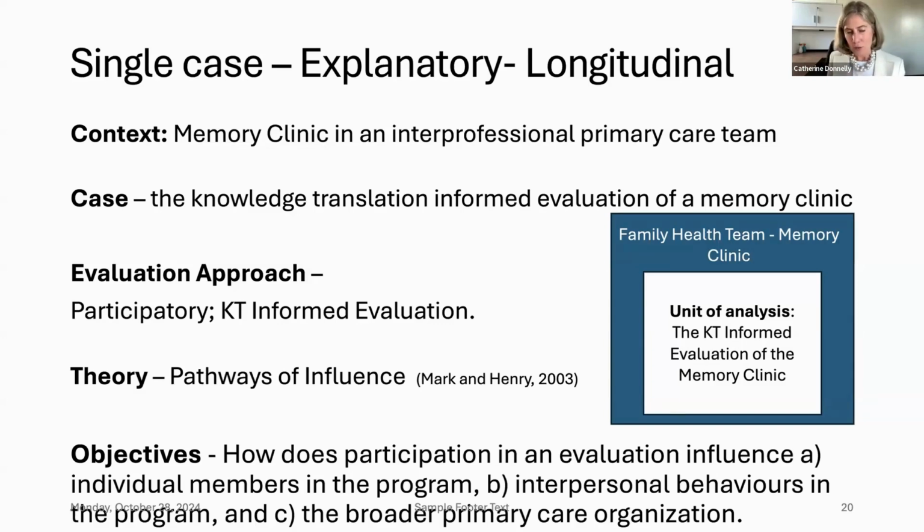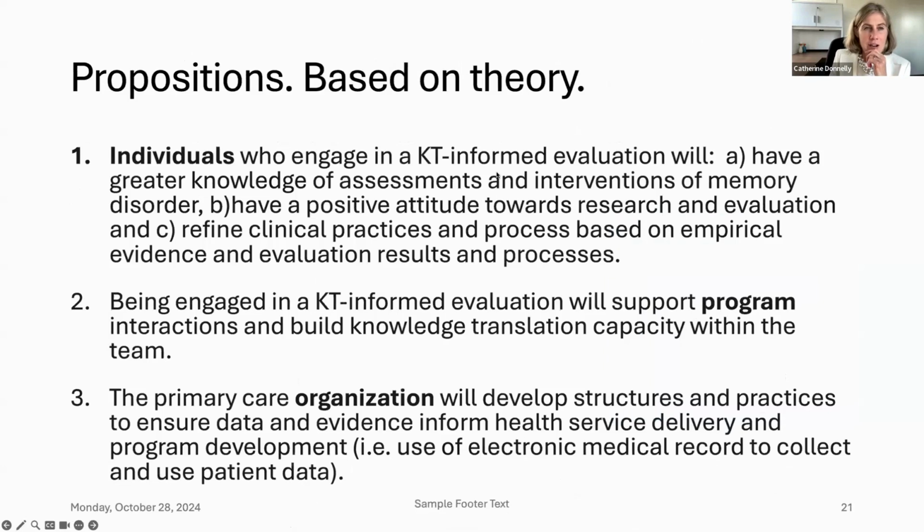And so the theory I used was an evaluation theory called the pathways of influence. The objectives were, how does participation in an evaluation influence members of the program, the behaviors of the program, and the organization as a whole? And so the pathways of influence had these 3 layers. I used the theory to influence my objectives, and then I also had propositions based on the theory.